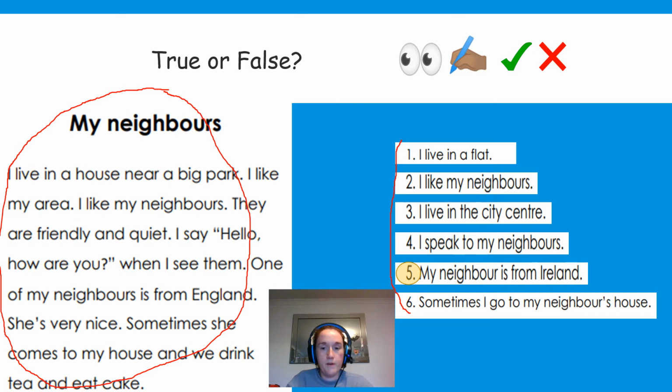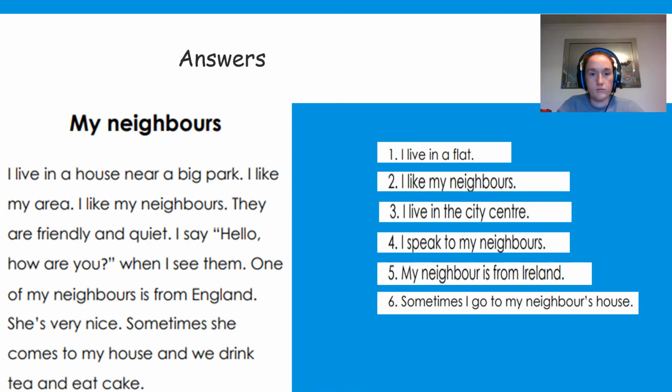Number 5, my neighbour is from Ireland. True or false? And number 6, sometimes I go to my neighbour's house. True or false? Now let's look at the answers together.